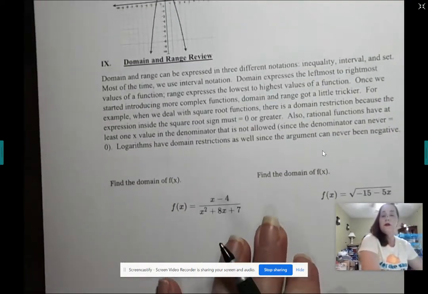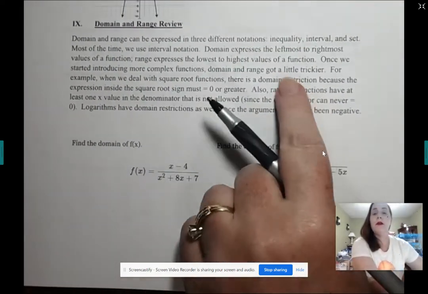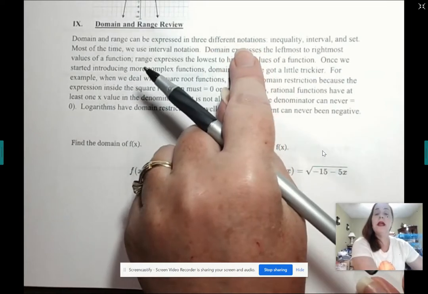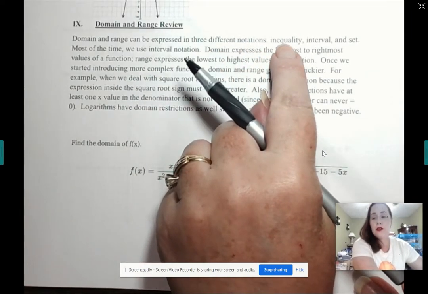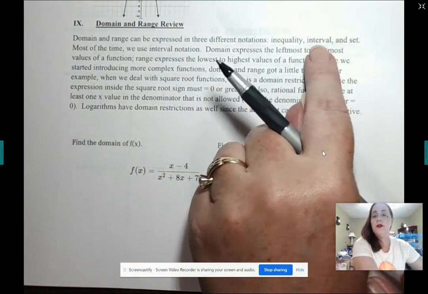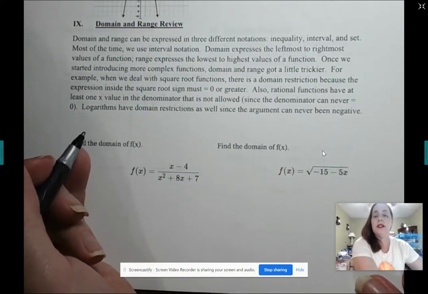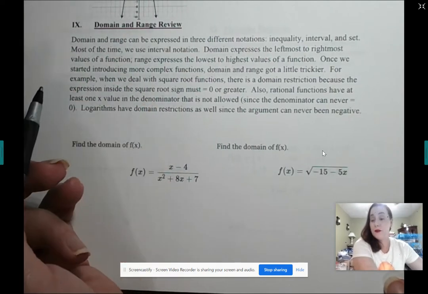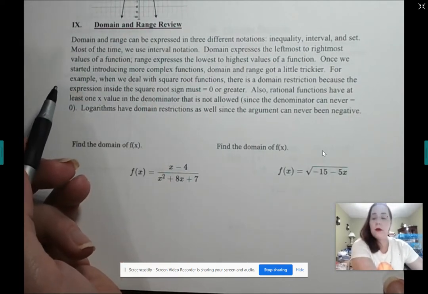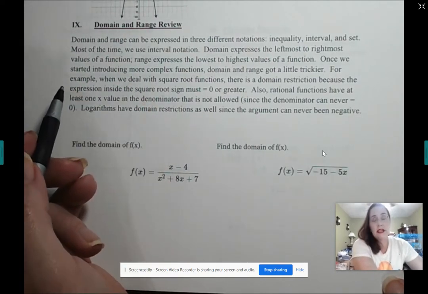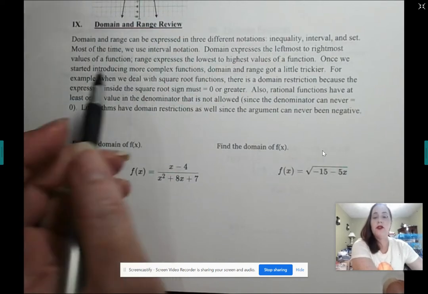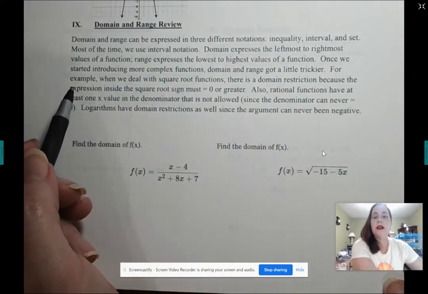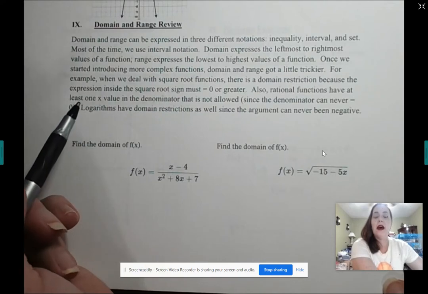Okay, let's also review domain and range. And remember that we've learned about in Algebra 2 inequality notation you knew about from Algebra 1, and then we introduced these 2 other ways of writing notation, set notation, and interval notation of domain and range. Most of the time we use interval, right? Every once in a while they'll throw a set one at us, and we can do that too. Remember, domain is from left to right of a function. Range is from low to high.